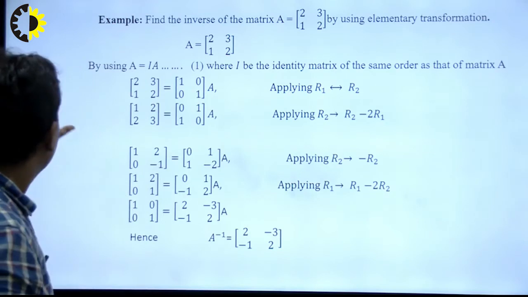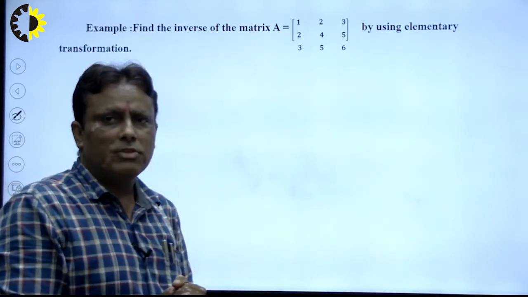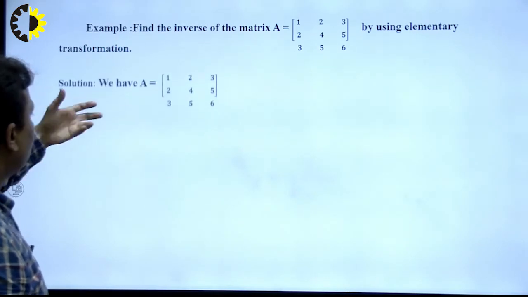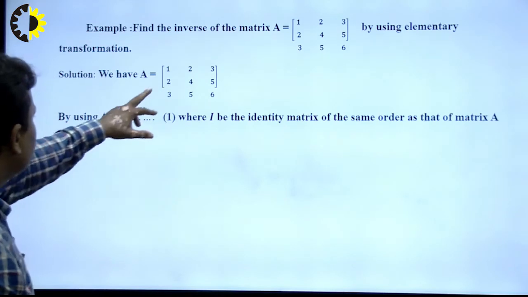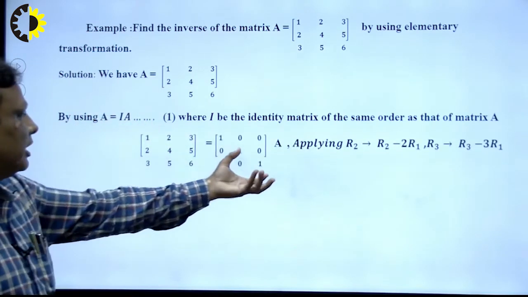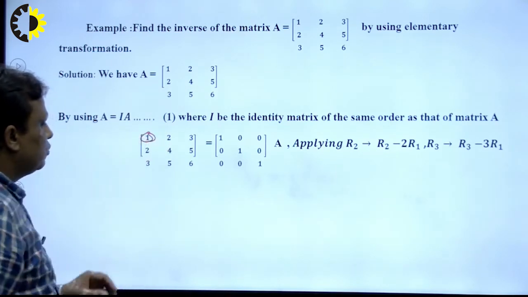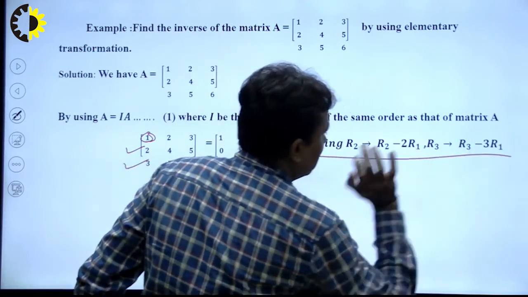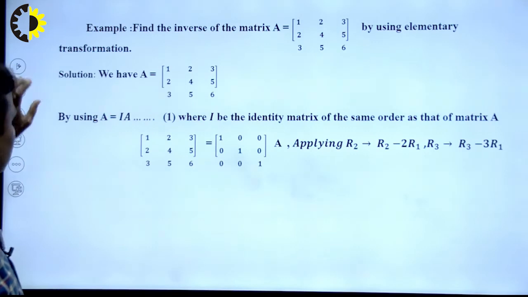Suppose we consider another problem. I want to calculate the inverse of this matrix by using elementary row transformation. So how to calculate? By using the method A is equal to IA, where A is the same matrix and I will be of order 3 by 3 here. First of all, with the help of this element, I want to create this element into 0, and this element 0 by using this operation. After this calculation, this result will be 0.